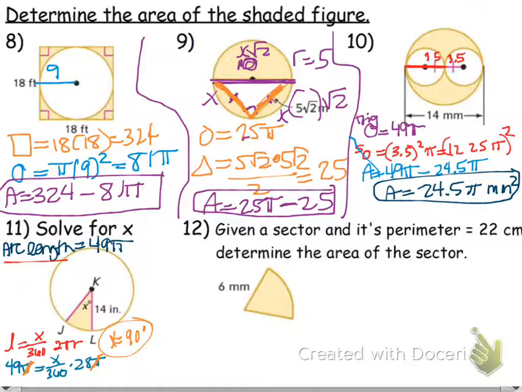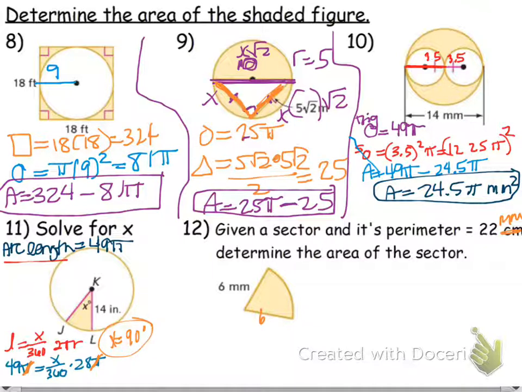12 is very similar. So this says, given a sector and its perimeter is 22, determine the area of the sector. Okay, so think about this is like a piece of your circle. And so if this radius is 6 and the other radius is 6, and also this says 22 centimeters up here, that should say millimeters because that's what's on our picture. Not that that's that big of a deal.